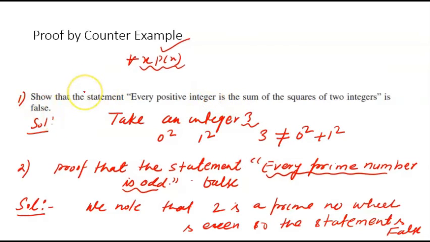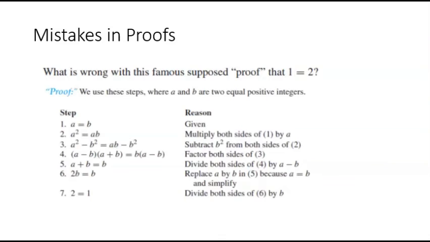So that is the process of proving something with the help of a counter example, right? Counter examples are a powerful way of proving a statement. The next thing that we are going to talk about is mistakes in proof. What are the mistakes in proof? Let us understand by this particular example.